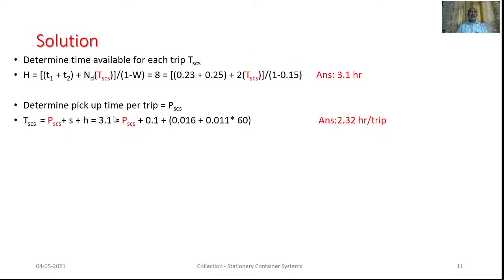Next part is determination of the pickup time. So we have the expression TSCS is equal to PSCS plus S plus H. As we have the value of TSCS as worked out here, 3.1 hours per trip, the pickup time per trip can be worked out as 2.32 hours per trip.